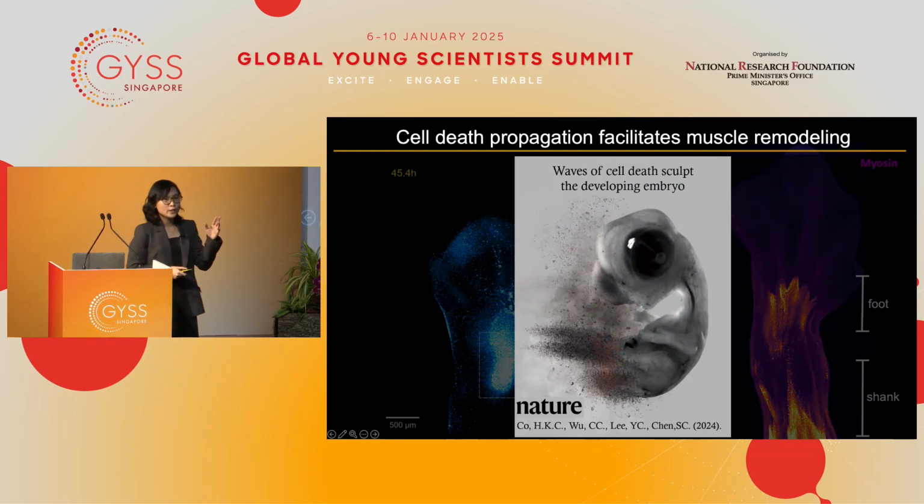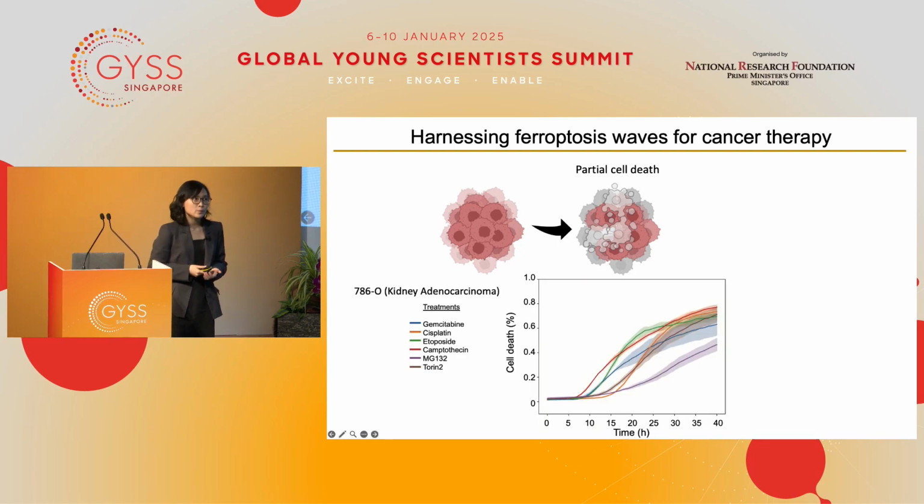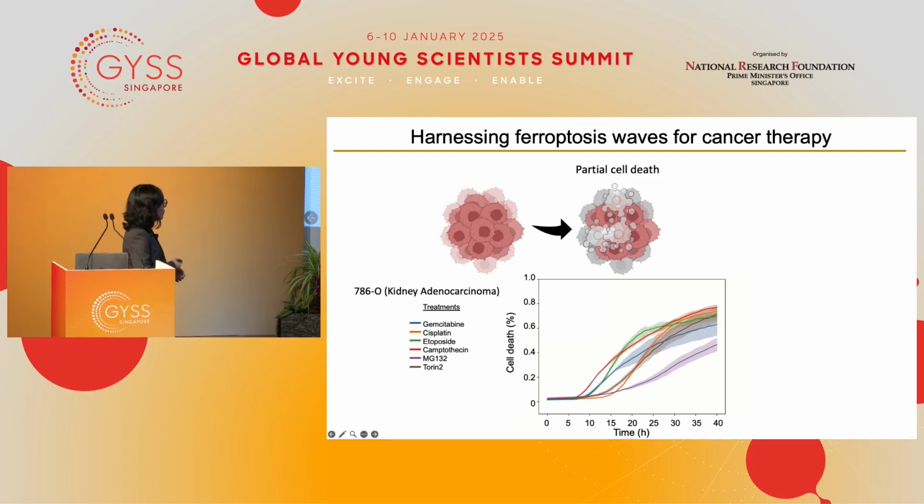But I want to switch gears here for a little bit and share with you this exciting possibility of harnessing these propagating waves for cancer therapy. We know that one great challenge in cancer therapy is the presence of partial drug response, which would lead to cancer recurrence. So indeed, in our experiments with kidney adenocarcinoma cells, when we treated them with chemotherapy drugs and measured the cell death percentage on the y-axis over time, we find that cell death could only reach a maximum of about 70%, leaving a substantial portion of the tumor intact.